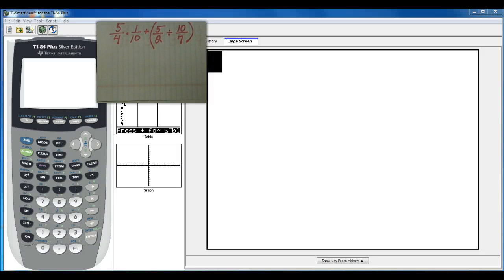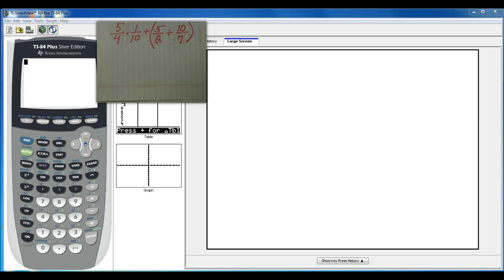Hello, this is Professor Sampson, and today I'm going to be showing you how to do order of operations with fractions in your calculator. I'm going to start with the TI-84 Plus upgrade because that's the easiest way to do the problems. If you have the TI-84 upgrade, we already went over alpha y equals.